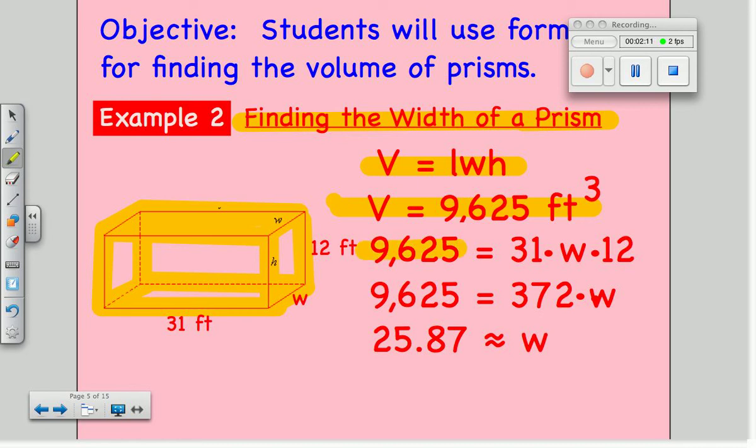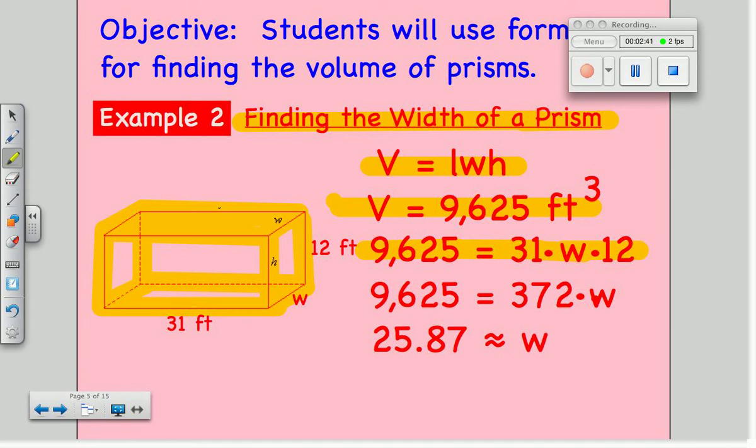The L, do we know the length? Yes, 31 feet. Do we know the width? Nope. So that stays a W. And do we know the height? Yes, 12. So what are we solving for? We're solving for width. We're solving for the W. So what's our main goal here? To solve for width and isolate the variable.